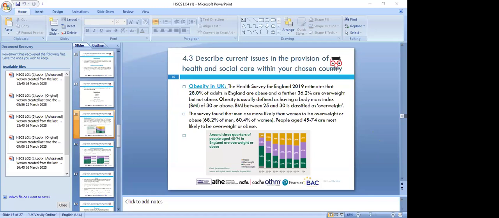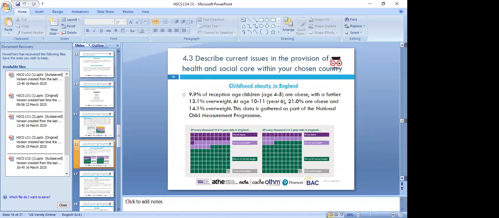Very, very important. Then we have to look at childhood obesity in England. About 9.9% of reception age children, aged 4 to 5, are obese. Oh my God. With a further 30.1% overweight. At age 10 to 11, year 6, 21.0% are obese and 40.1% overweight. This data is gathered as part of the National Child Measurement Programme.